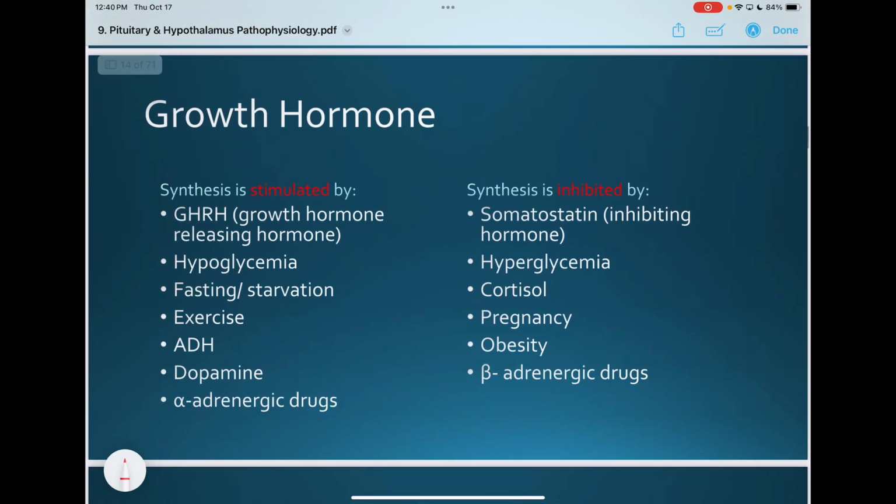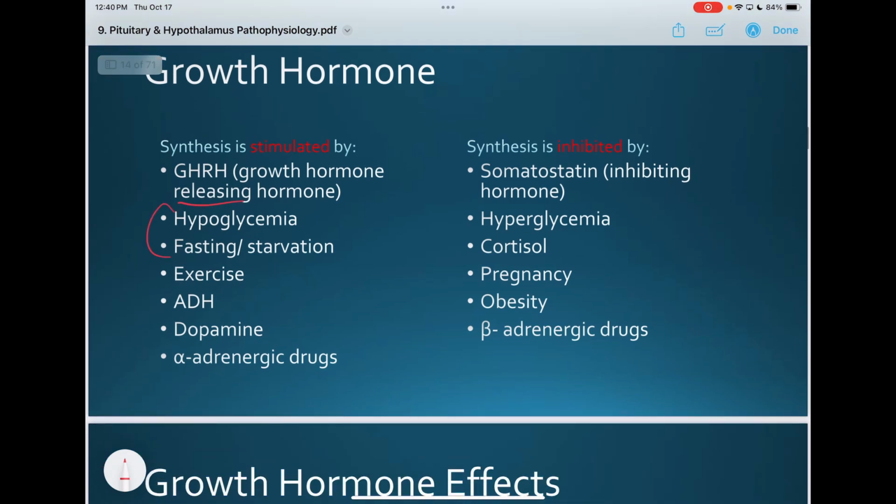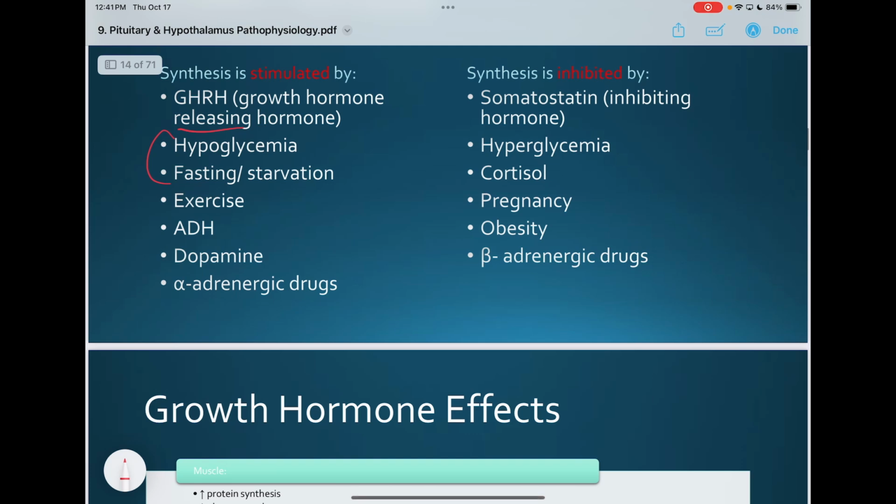Growth hormone is stimulated by, obviously, the releasing hormone. Fasting and hypoglycemia kind of go together in a way. If you're fasting, your sugar level is going to drop. Exercise will bring more growth hormone out. ADH, dopamine. The other really big thing that's not really here is sleep. Growth hormone comes out at night when you're in deep sleep. That's why rest is so important if you want to grow and get muscles. You've got to sleep. You've got to rest. That's when growth hormone comes out. It's inhibited by somatostatin. We know that. Everything somatostatin does is going to stop things.